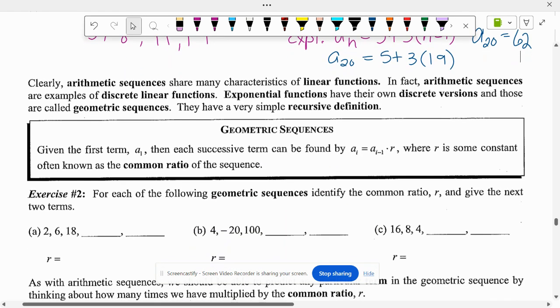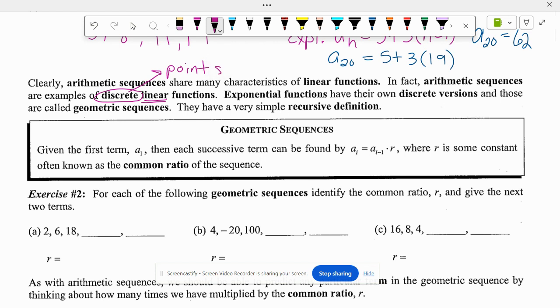What does it mean to be discrete? Not hidden. Yeah, but what does it mean in terms of this? Do we connect the points or not? Because it's a discrete linear function, do we connect the points to make a line, or is it just a bunch of points or dots? Yeah, we just leave it as points. We do not connect them. No line. That's what discrete means, okay?